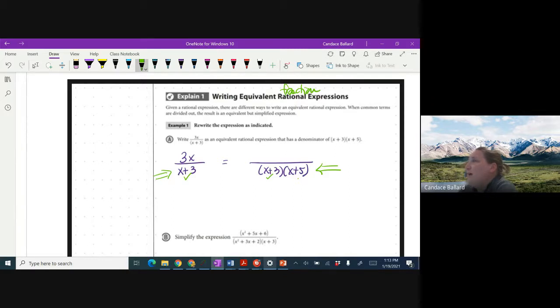Yeah, x plus 5. Excellent job. Okay, so what I'm going to do is multiply by what's missing. Okay, so I'm going to write that down. Technically, you're going to multiply top and bottom by what is missing in the new denominator, okay?